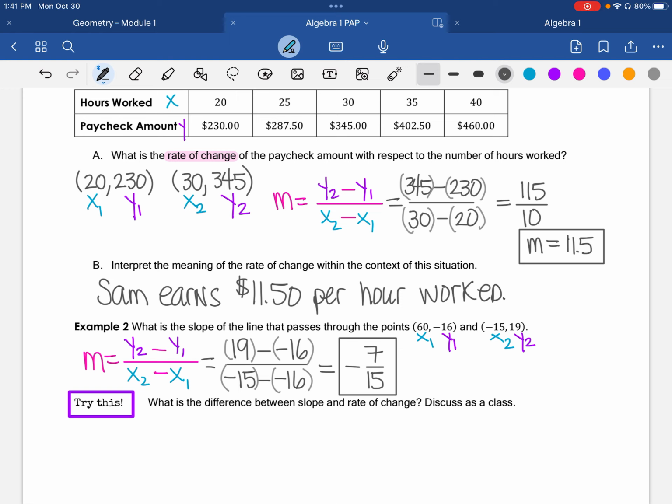Go ahead and try this. What is the difference between slope and rate of change? We did discuss this a little bit in class.